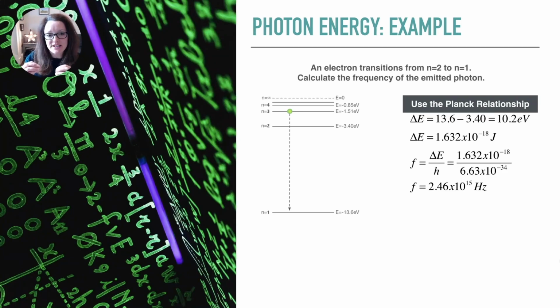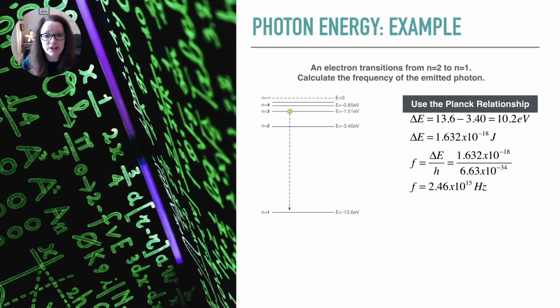If the electron is in n equals 2 state, that electron has 3.4 electron volts of energy. If the electron is in n equals 3 state, that electron has 1.51 electron volts of energy. This question says, an electron transitions from n equals 2 to n equals 1. Calculate the frequency of the emitted photon.